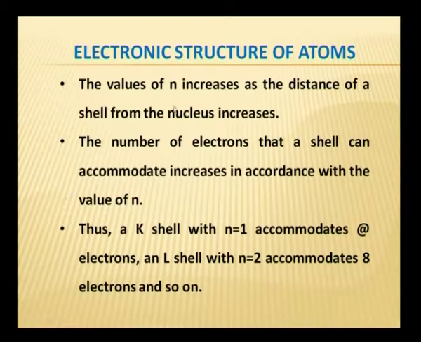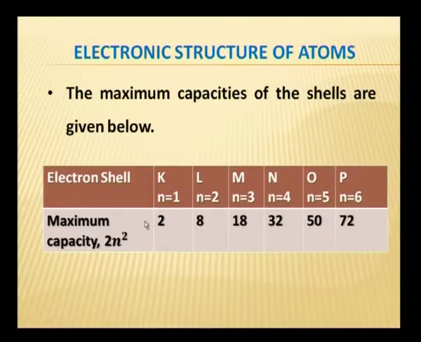So, the value of n increases as the distance of the shell from the nucleus increases, because the K shell, L shell and so on. Obviously, the K shell with n equal to 1 will accommodate 2 electrons, L will accommodate 8 electrons and so on. So, the number of electrons you can have is 2, 8, 18, 32, 50 and so on. You have 2n square, right.